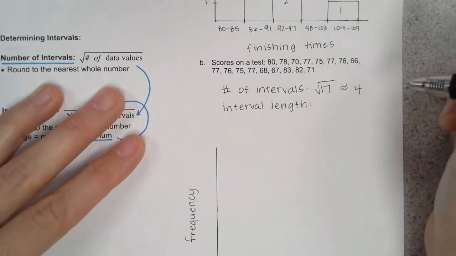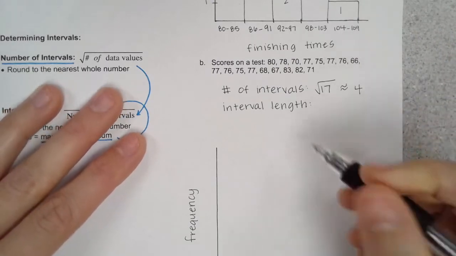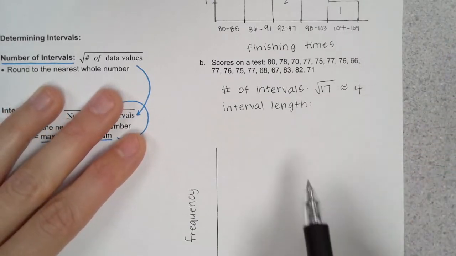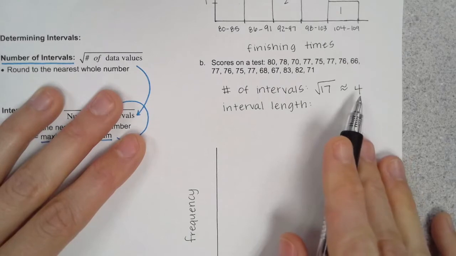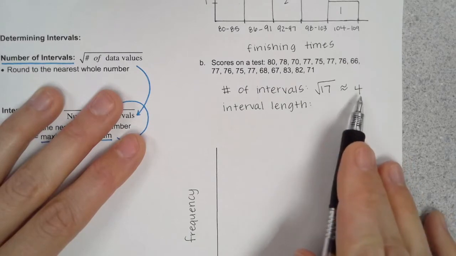We might end up needing a 5th bar. It just depends on how much you needed to round each one of the numbers. But you always round this to the nearest whole number. So there will be approximately 4 intervals when we're done.